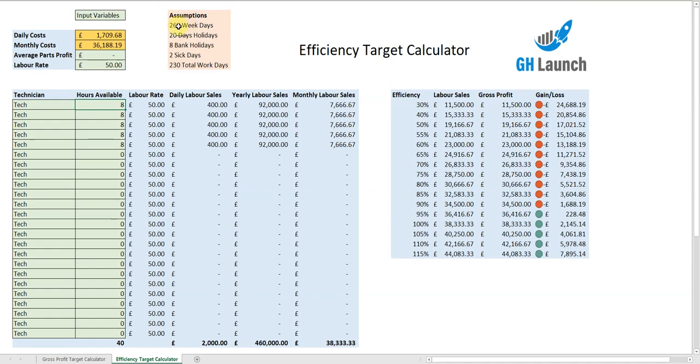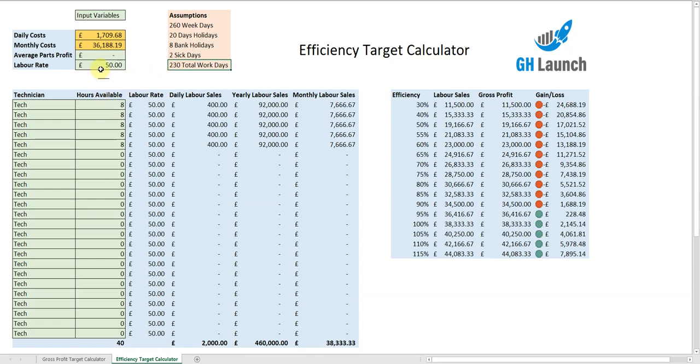Now there are some assumptions I need to go through. So the average year has 260 weekdays. A standard statutory holiday allowance for technicians is 28 days, including the bank holidays. So again, just some very average assumptions. So 20 days holiday, 8 bank holidays, with the assumption that there'll be 2 sick days, to give the technicians a total working days per year of 230 days. Now, if you've done this exercise before, it's very easy to forget to consider holidays, but they're quite a significant amount of the time that the technician spends at work.